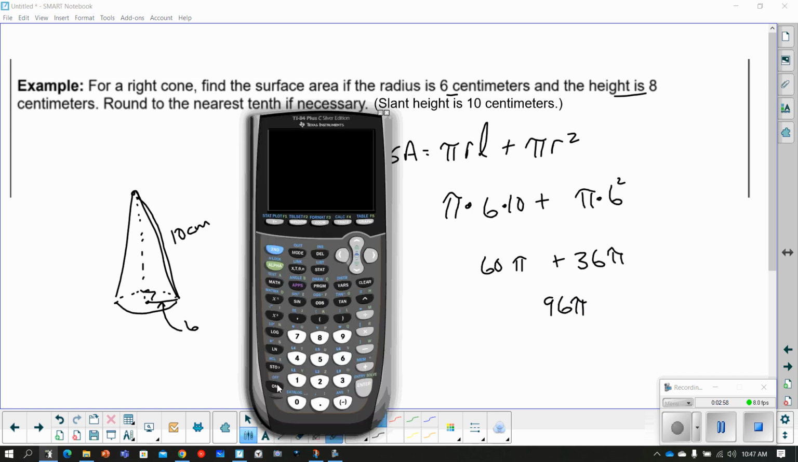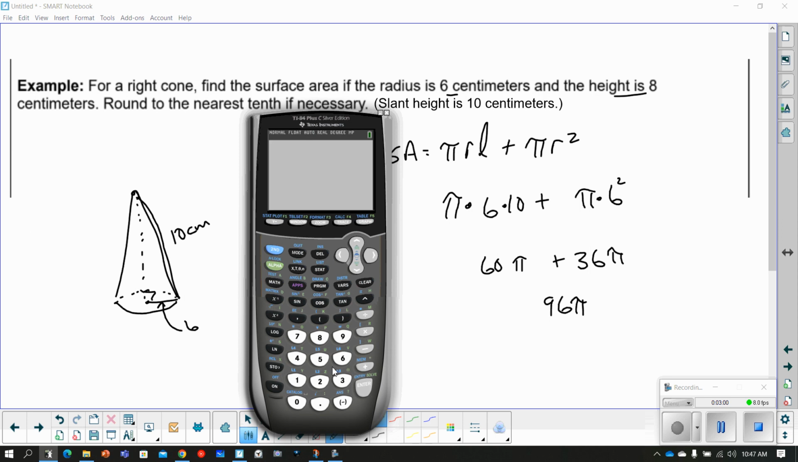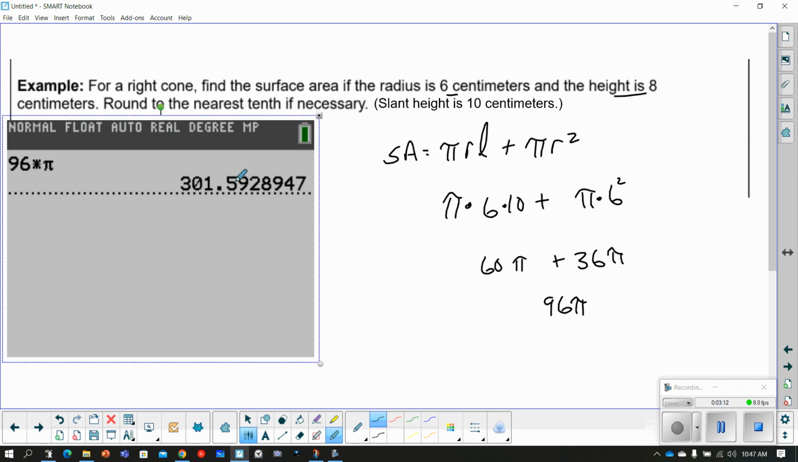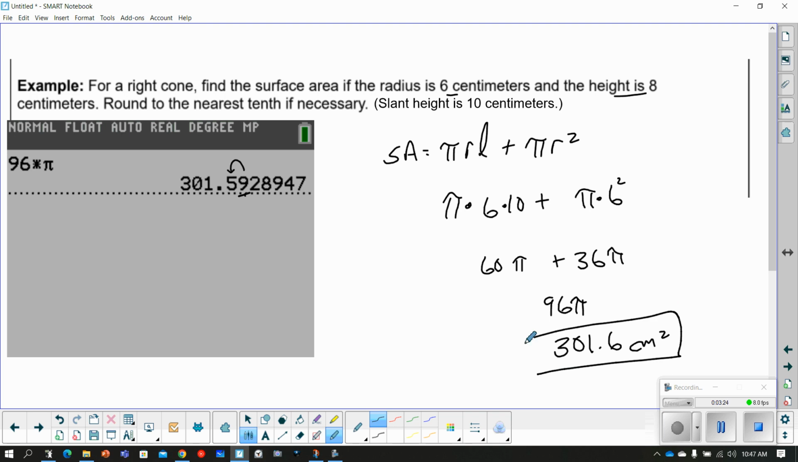Turn this thing on. 96 times pi. 301.59. This right here. So that 9 tells me to round that 5 up, so it's round to the nearest tenth, so it'd be 301.6. And this was in centimeters, so this would be centimeters squared. So there's your example.